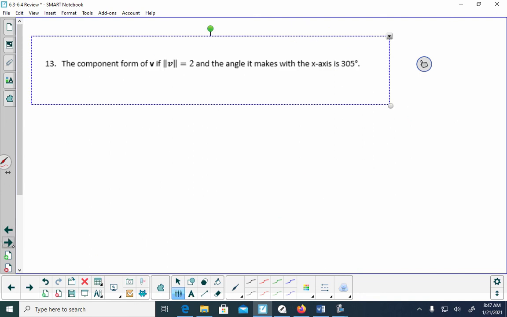Okay, number 13, it says find the component form of vector v if the magnitude is 2 and the angle that it makes with the x-axis is 305 degrees. So I am going to take the cosine of 305 degrees, sine of 305 degrees, and that will give me the x and y coordinates on my unit circle, which has a magnitude of 1. Since I want this vector to have a magnitude of 2, I'm going to multiply that unit vector by 2.